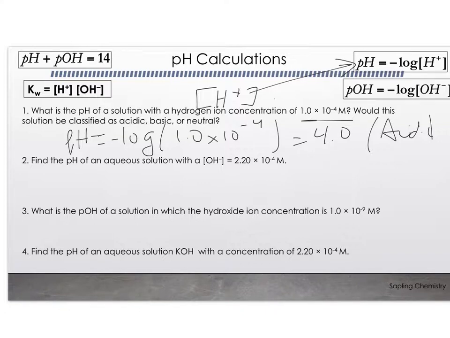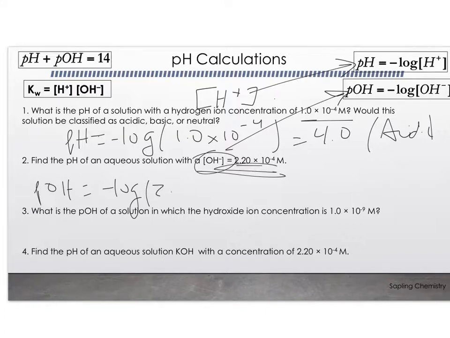The next type of question is whenever they give you the solution in hydroxide ion concentrations. So we would have to use the pOH equation first to figure out the pOH, and then use the pOH to calculate the pH. So our negative log of the hydroxide ion concentration, 2.20 times 10 to the negative fourth, is going to equal 3.66.